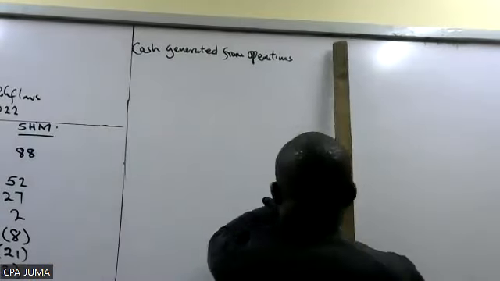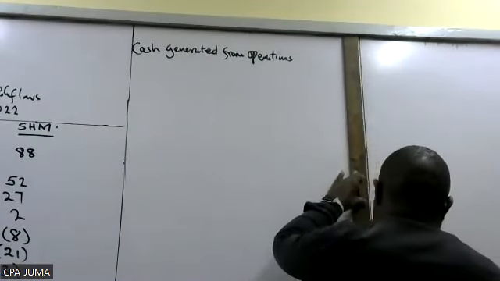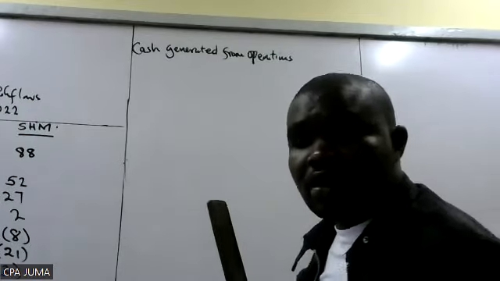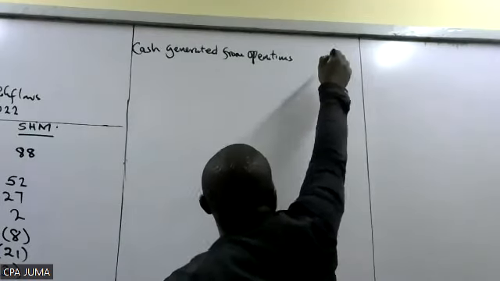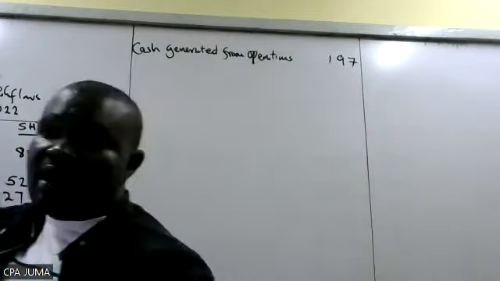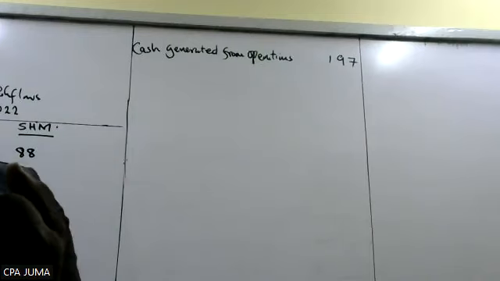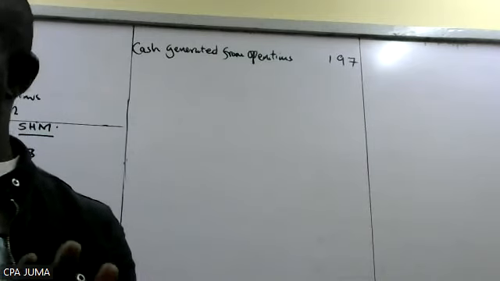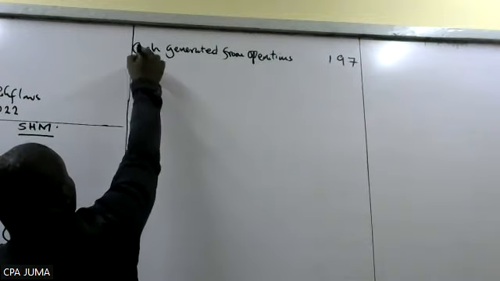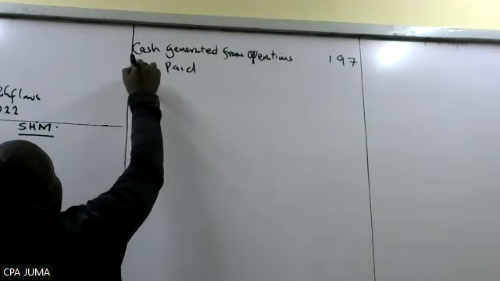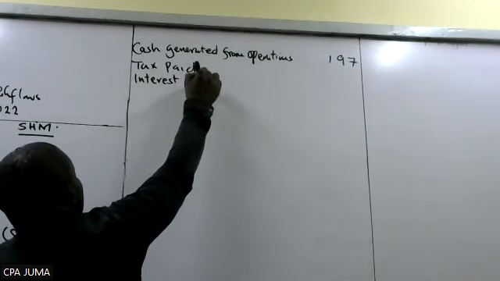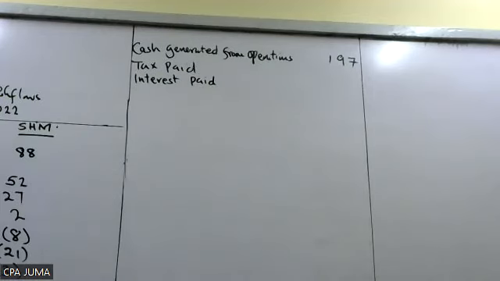So cash generated from operations, how much? One ninety-seven. Have it there. 197. All right, then from there now you close the operations by checking the tax paid, and also you check the interest paid. So come here and tell me, tax paid, then interest paid, those two. Then you are done with the operations.